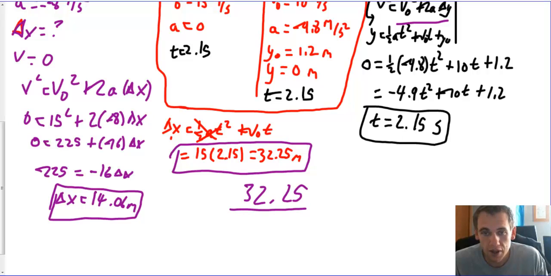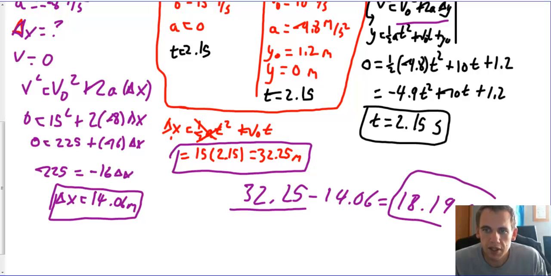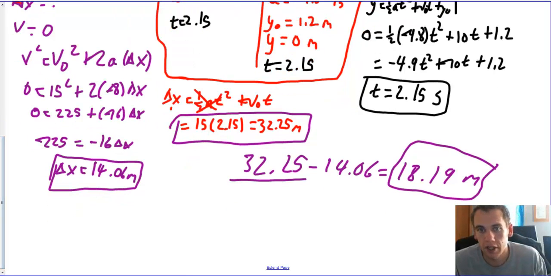So 32.25 minus 14.06 equals 18.19 meters. Okay? So the softball lands about 18 meters in front of the softball player. So maybe the little kid doesn't get hit by the float, but they got pelted by a softball. I don't know. Okay? This is a long, complex problem.